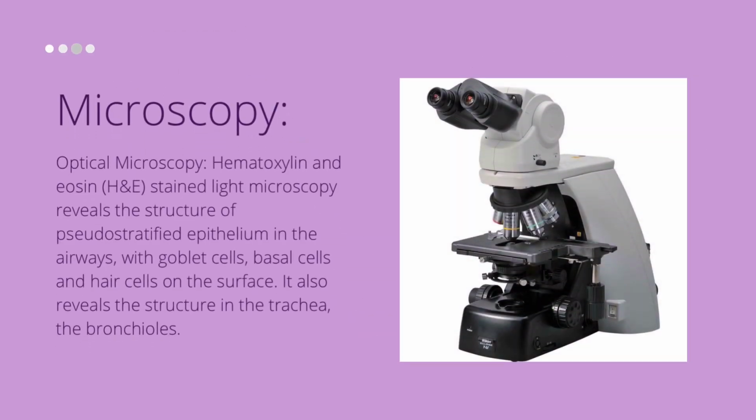Light and electron microscopy is used to visualize the structure of this tissue. Light microscopy with hematoxylin and eosin staining reveals the structure of pseudostratified epithelium in the airways, with goblet cells, basal cells, and ciliated cells on the surface. In the trachea, a light pink epithelium with a thick basement membrane and cartilage rings is prominent.